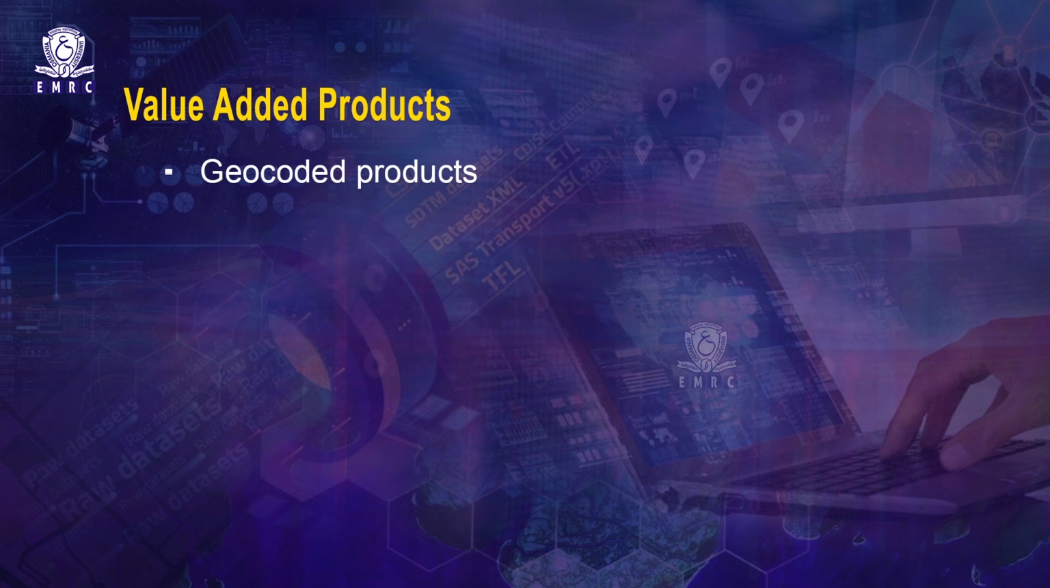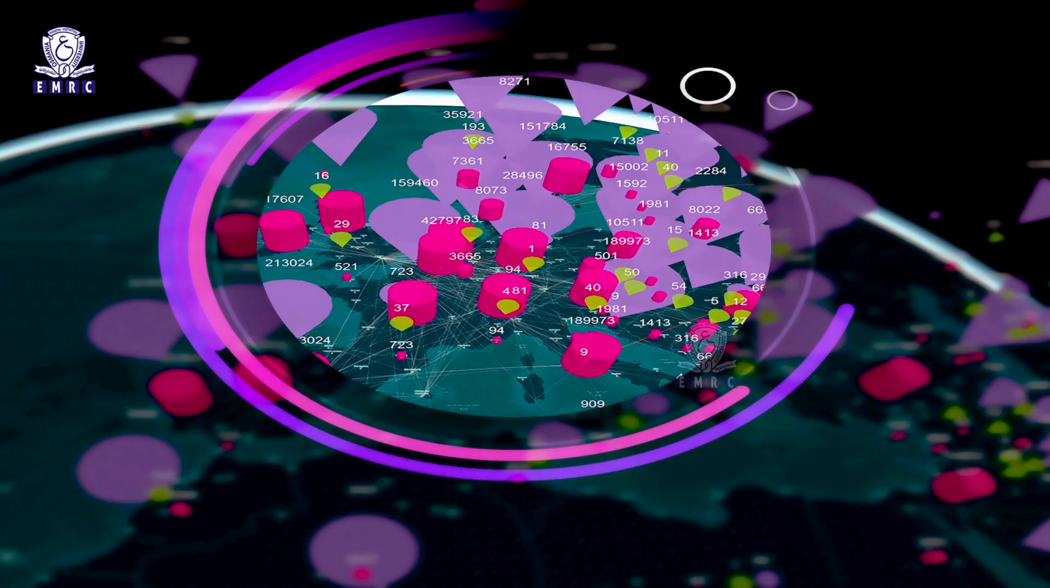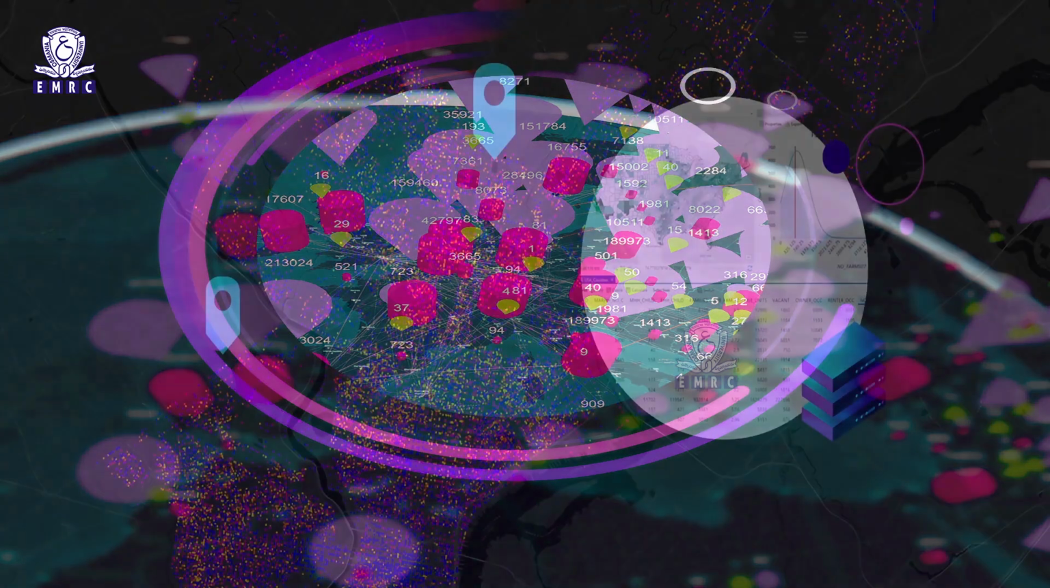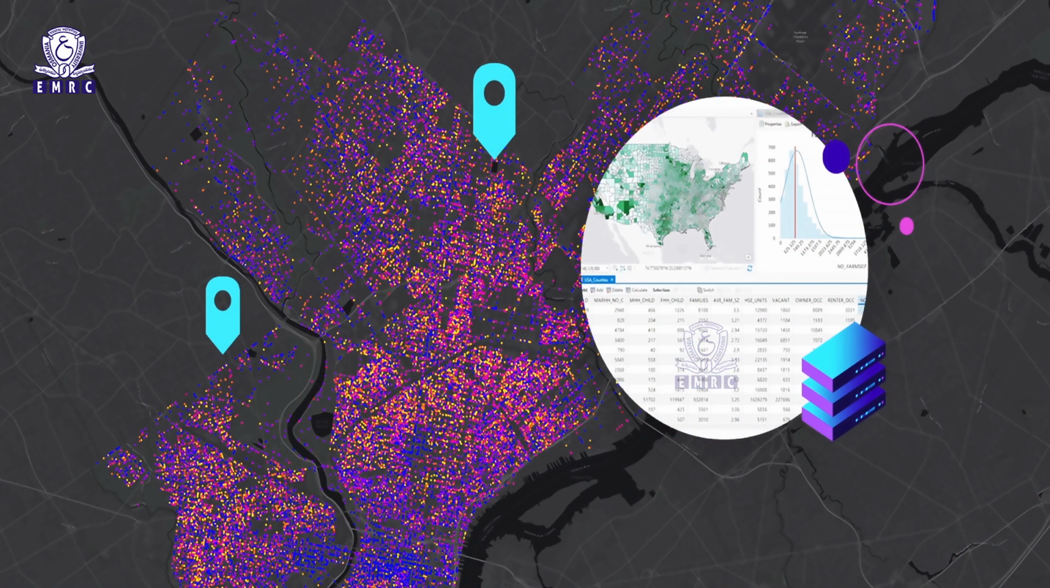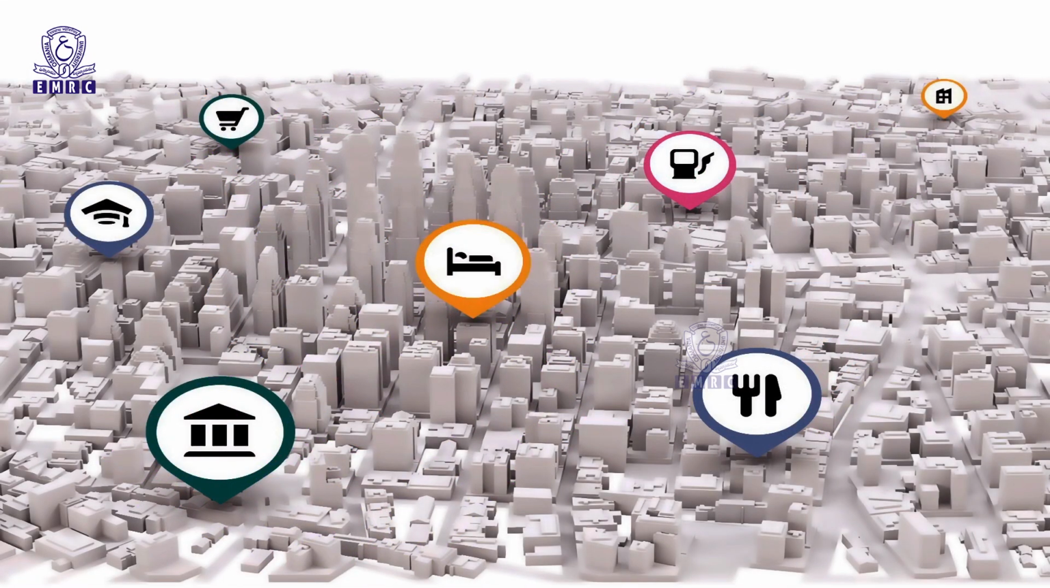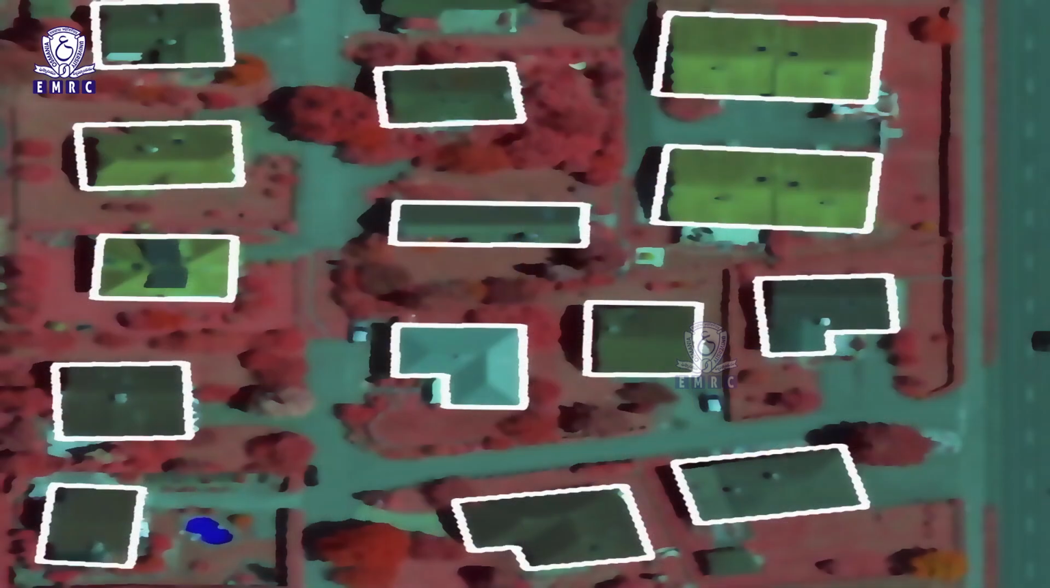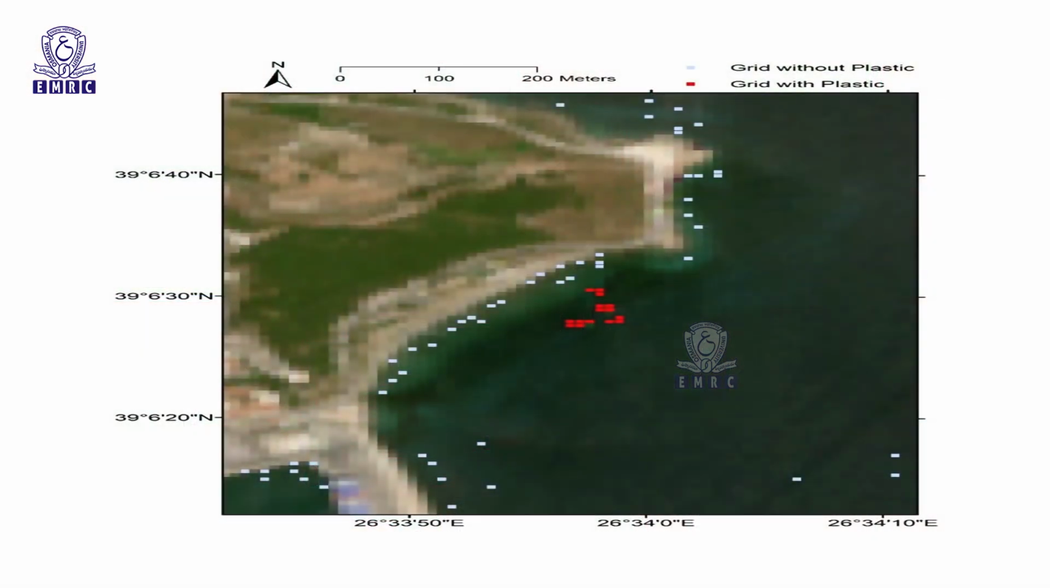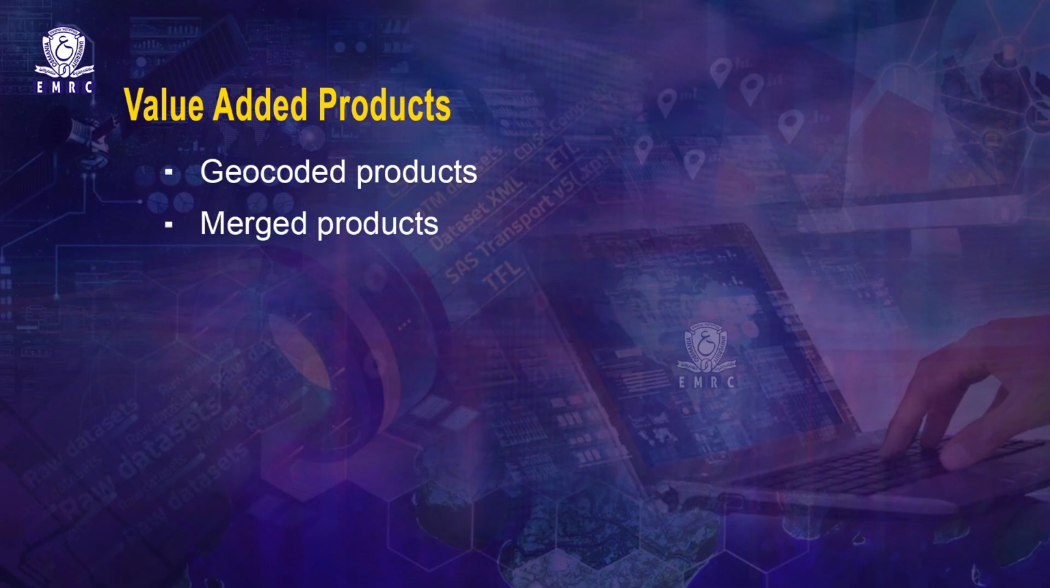Geocoded products. These products are also known as georeferenced products. Geocoding can be performed with reference to both topographic maps and floating points. Thus, geocoded products are of two types: topographical map based products and floating point products, which are not based on topographical maps. Merged products.